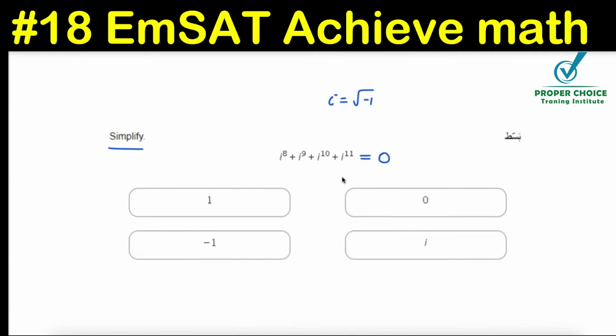Some calculators support solving this, but some don't. If they support it, like the Casio ClassWiz 991EX, you can put it in as it is and get the answer.